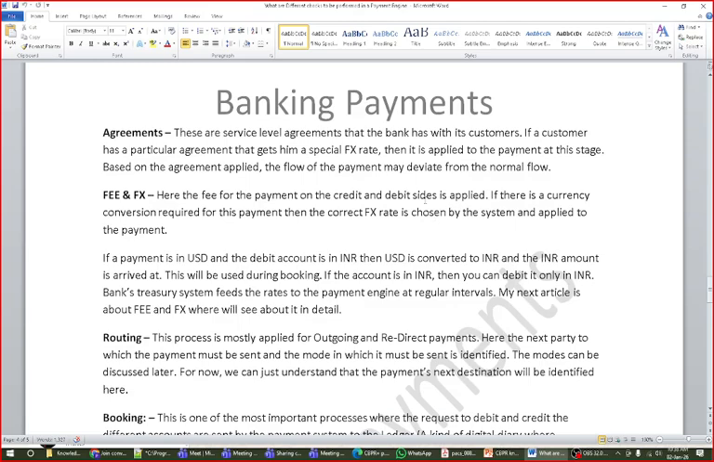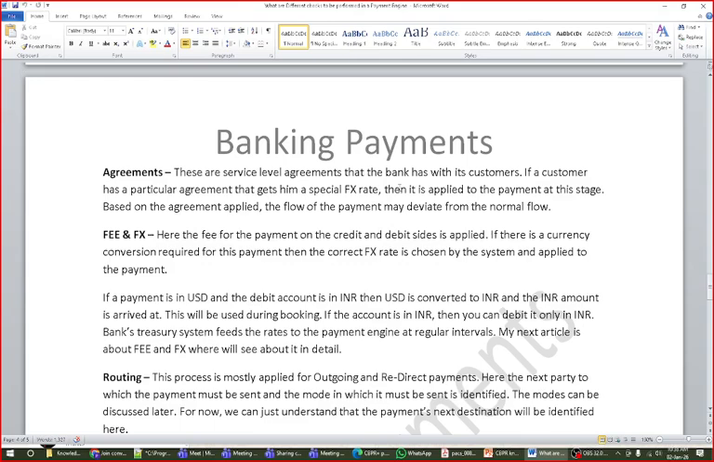Okay, the FX part, the agreement part between two banks when you are transferring a payment. There are several agreements that banks use. For example, we should give this kind of FX rate for a particular customer, which we discussed already. Then fees and charges also.